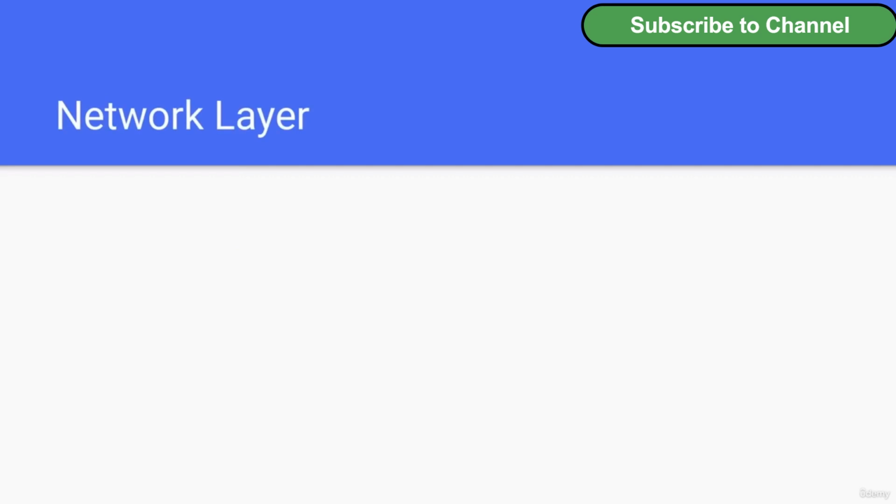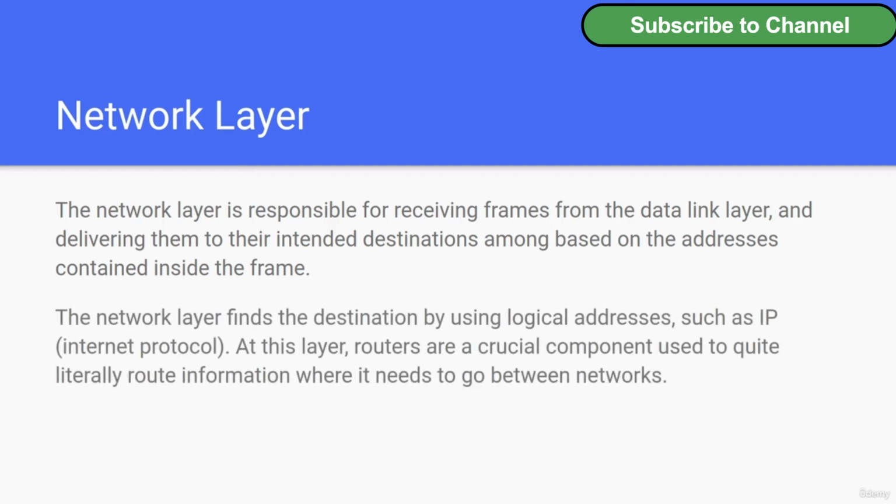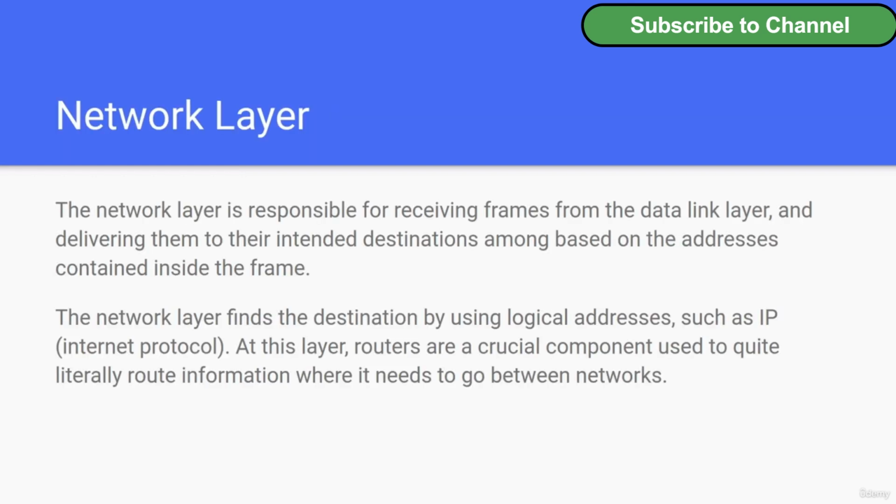For the network layer: the network layer is responsible for receiving frames from the data link layer and delivering them to their intended destinations based on the addresses contained inside the frame. The network layer finds the destination by using logical addresses, such as IP, the Internet Protocol. At this layer, routers are a crucial component used to quite literally route information where it needs to go between networks. And by the way, the router is categorized in this network layer.